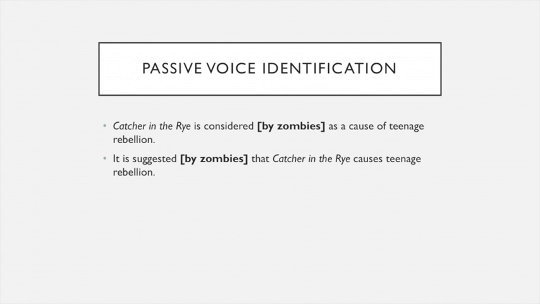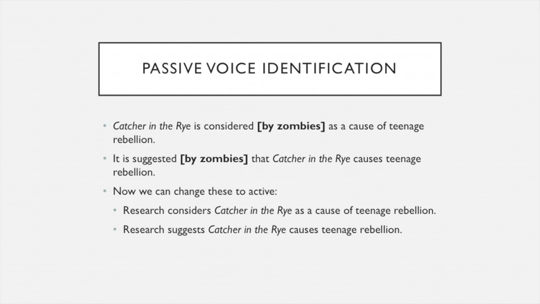Again, it makes sense, so we can say that both of these examples are in the passive voice. Now we can easily change these to active voice. We just have who's saying it. So the subject: we can read, "Research considers Catcher in the Rye as a cause of teenage rebellion," and "Research suggests that Catcher in the Rye causes teenage rebellion."